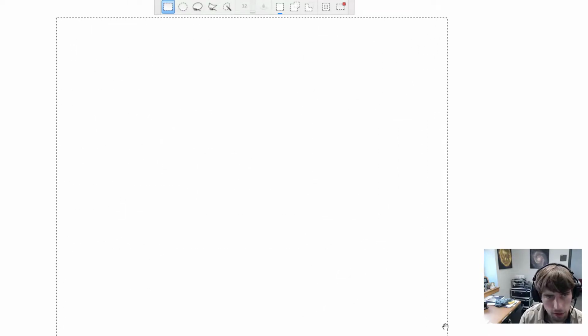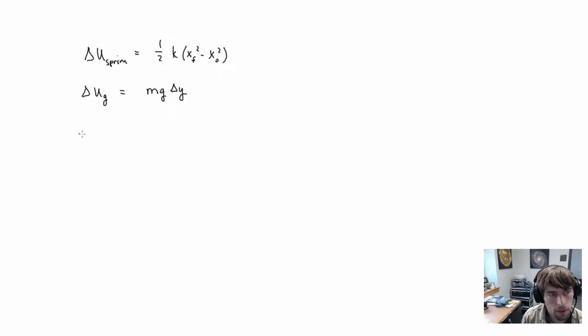So let's go ahead. I'll give you all three of these. We have the change in potential energy of a spring, given by 1/2 k times x final squared minus x naught squared. We have the change in gravitational potential energy close to Earth, just given by mg delta y. And you have the change in gravitational potential energy when you're talking about any kind of planet. That would be G m1 m2 over r, with a negative sign.